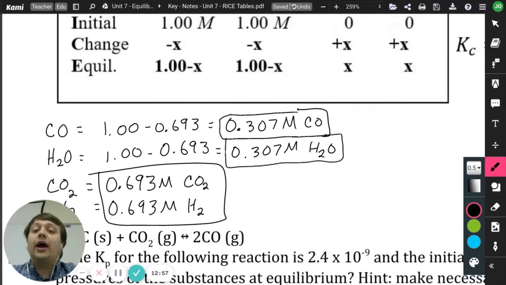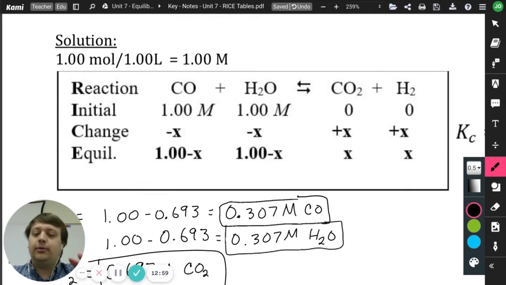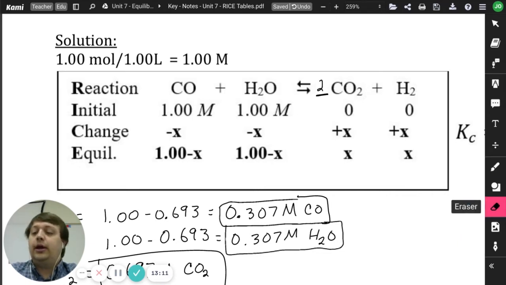Now, one thing I will note, I'm going to come back up here just a little bit, is that when we're looking at our change, the change should reflect a coefficient. So if I had a 2 in front of here, then my x value would also be a 2. It would be 2x, okay? So do keep that in mind.